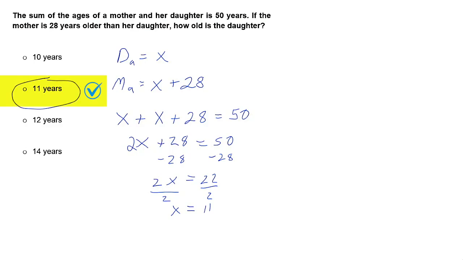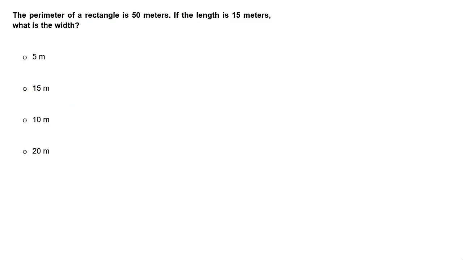Great work. The perimeter of a rectangle is 50 meters. If the length is 15 meters, what is the width? 5 meters, 15 meters, 10 meters, or 20 meters? So this is one where it's always helpful to draw out the shape just so we can visualize the problem. And we know our length is 15 meters. Our width, we don't know, that's what we're looking for. But our perimeter equals 50 meters.